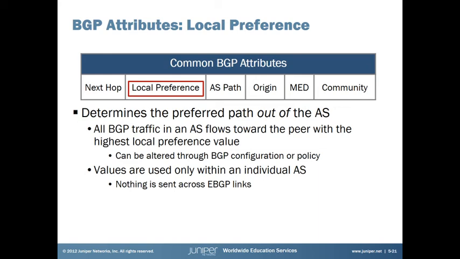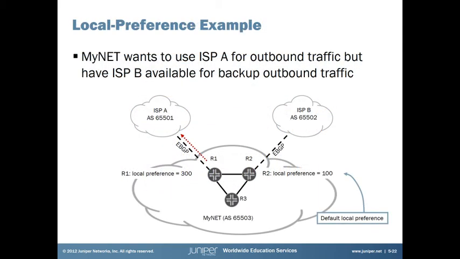Okay, so these values are only used within an individual autonomous system. They are not re-advertised across eBGP links. Okay, so that's local preference. Here's an example of that.